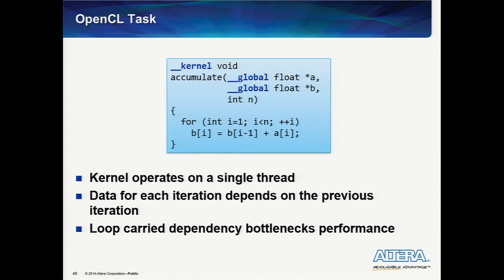So here's a very simple OpenCL task. It's performing sort of a silly accumulation. It operates on a single thread, and the data for each iteration is dependent on the result calculated in a previous iteration. So we have this dependency that's going to bottleneck our performance.